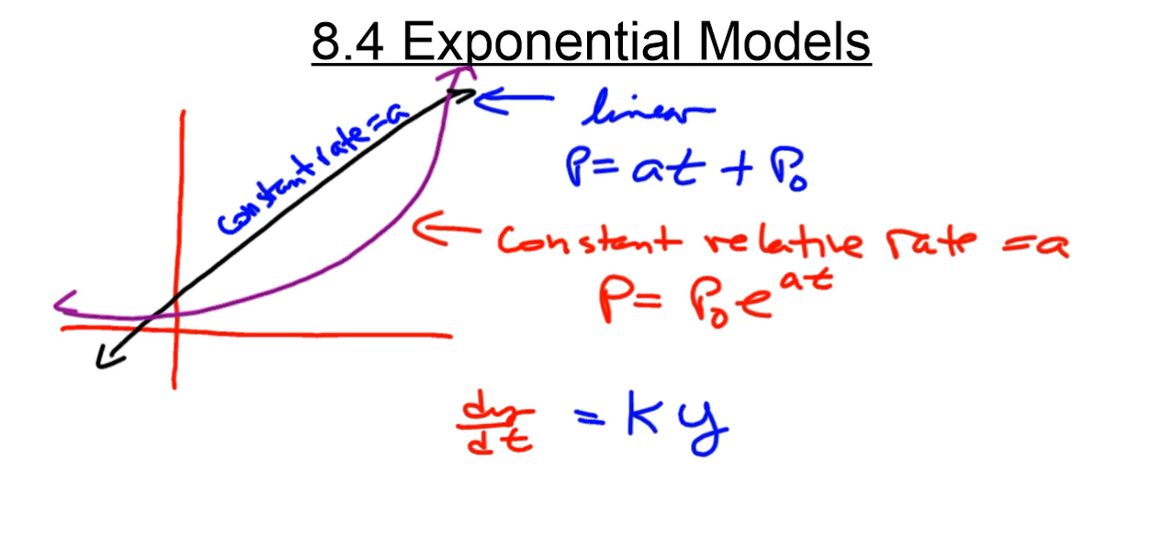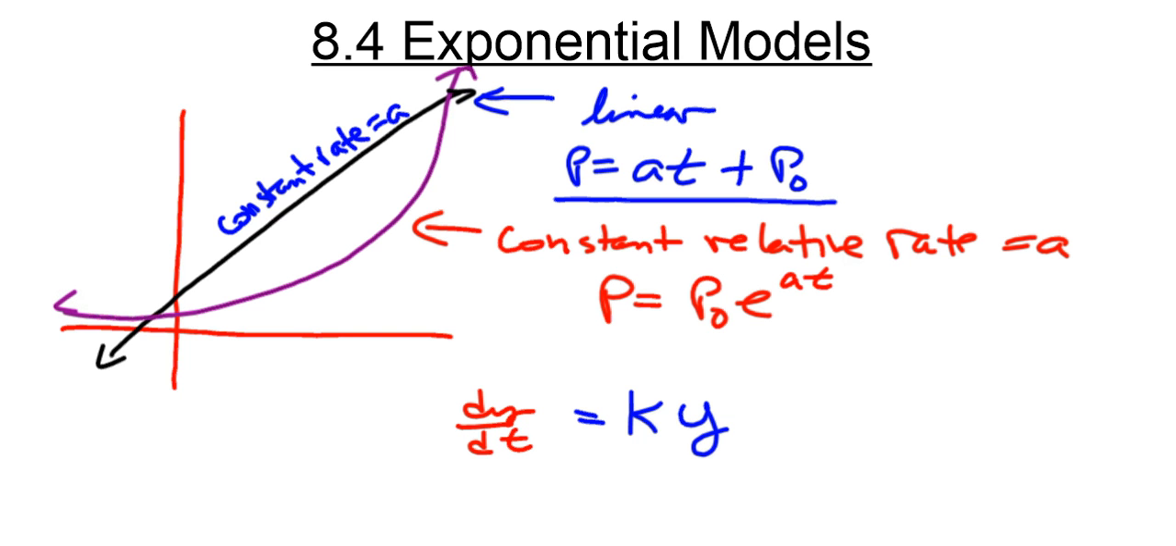8.4 exponential models. What I have drawn here is a linear function and an exponential function. If you can see here written in blue, I have the constant growth rate, because it's positive in both of them. The constant growth rate for the linear function is equal to a. So in a linear equation, it's the slope.